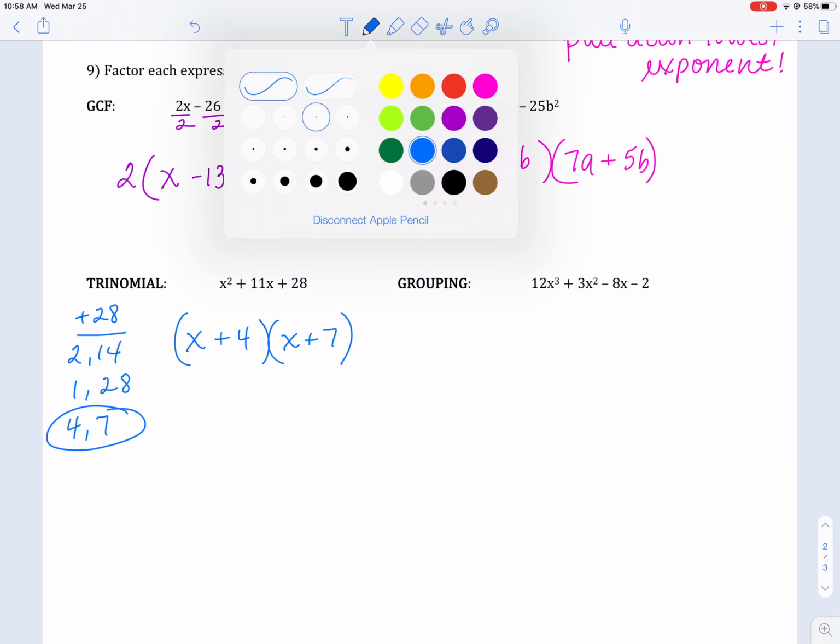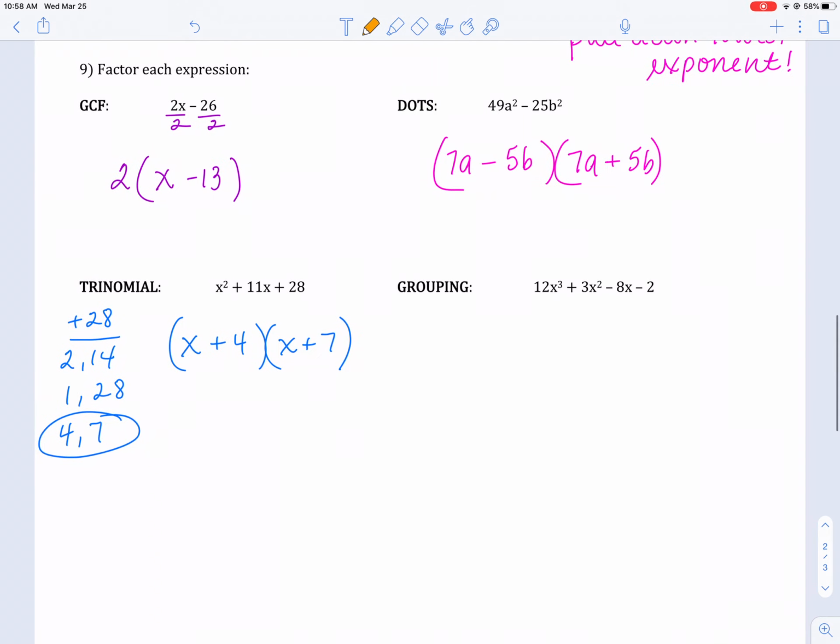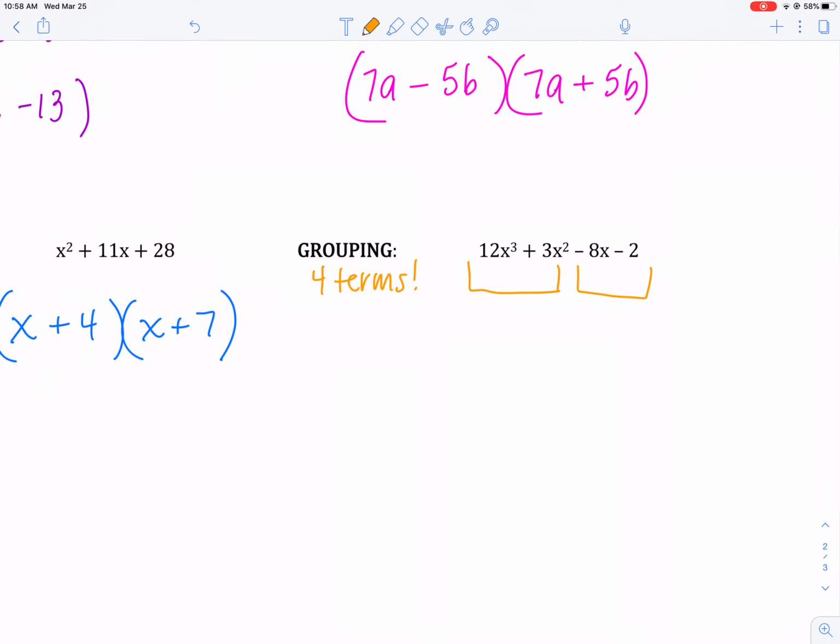Okay, grouping is your last one. You see 4 terms. That's immediately how you know. 4 terms has to be grouping. Group the first 2, group the second 2. So in this one, find the GCF of the first 2. 12 and 3 have a GCF of 3. X cubed and x squared have a GCF of x squared. Divide each of these by that GCF to get what's left in parentheses: 4x plus 1. The same thing divided by itself is 1.